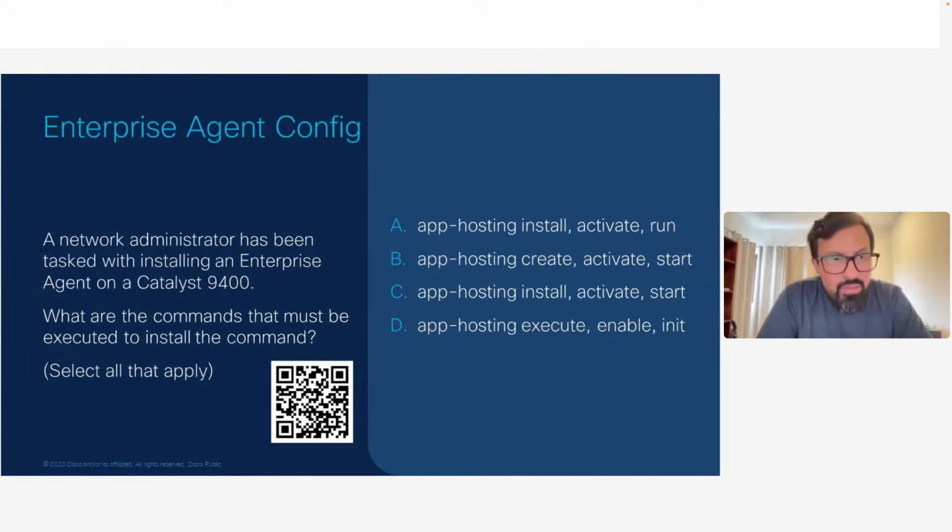So the question reads, a network administrator has been tasked with installing an enterprise agent on a Catalyst 9K. What are the commands that must be executed to install the agent? Okay, so you see 4 different options in there. I'm sorry, we made it select all that apply, and I changed it afterwards. So just select one option here. Which do you think is the right option?